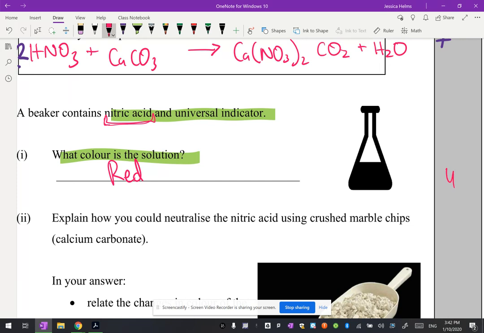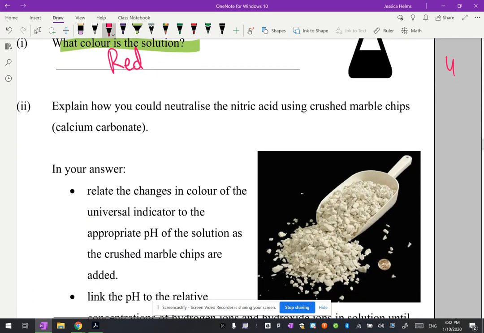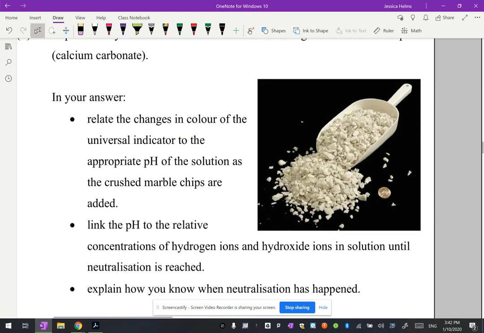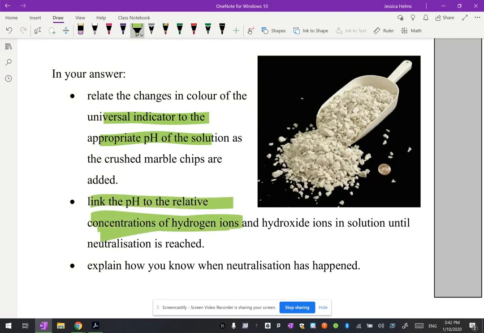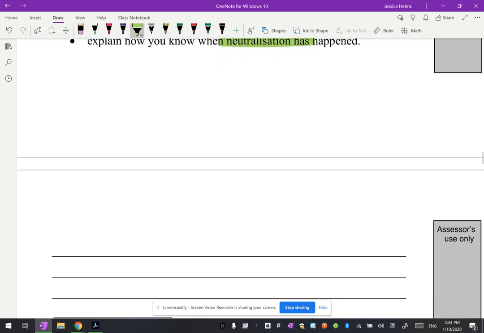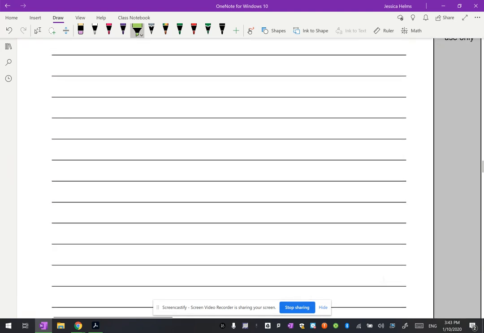Right, explain how you could neutralize the nitric acid using crushed marble chips, which is calcium carbonate. In your answer, you need to relate to the changes in color of the universal indicator appropriate to the pH, link the pH to the relative concentration of hydrogen and hydroxide ions until neutralization is reached, and explain how you know neutralization has happened. Okay, so this is quite a long question. This is another excellence question.